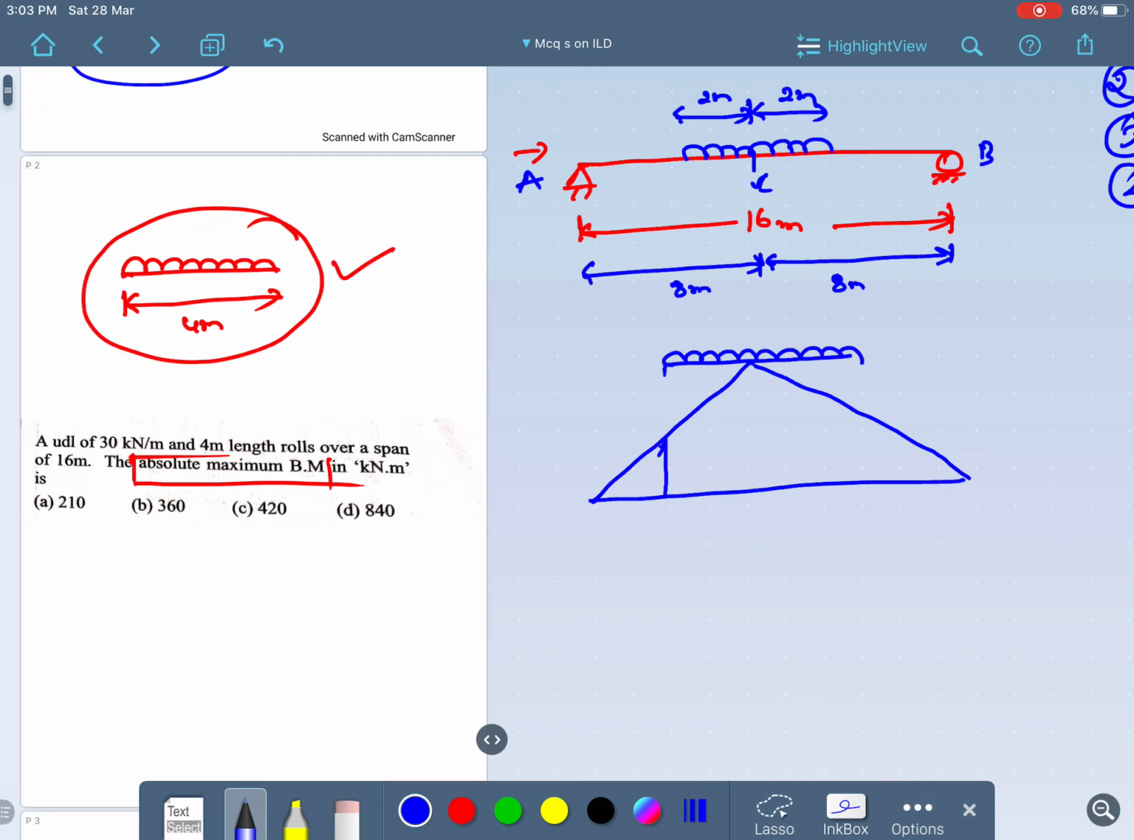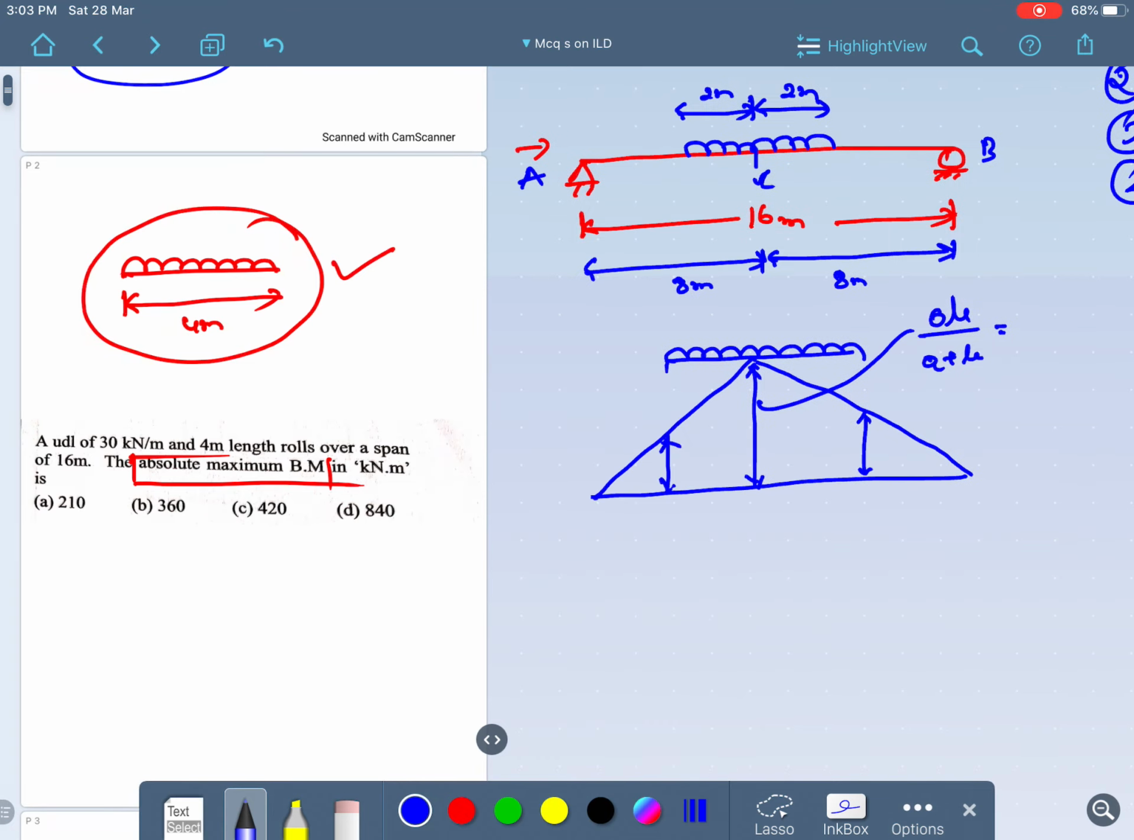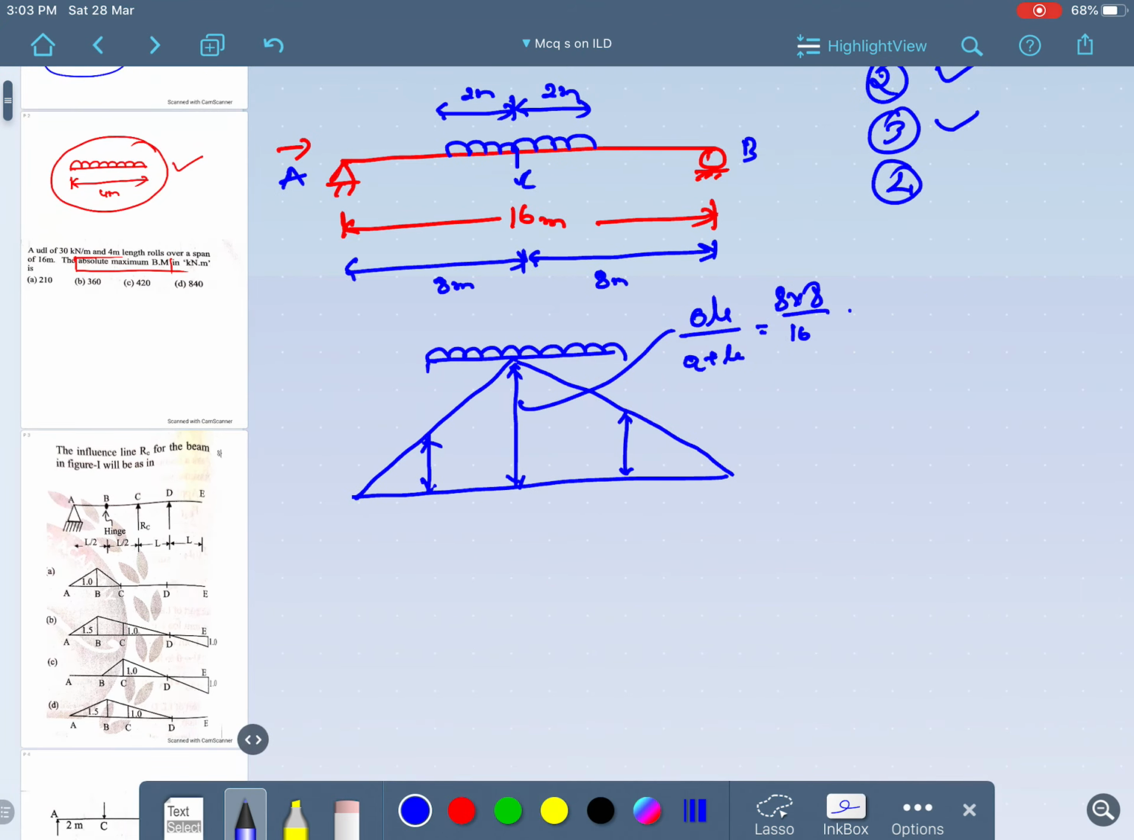So corresponding to this I want an ordinate, corresponding to this again I need an ordinate, and this ordinate will be AB divided by A plus B, which is nothing but 8 into 8 divided by 16. Is it fine? 8 into 8 divided by 16. This value comes to be 4 units or 4 meters. If you make use of the similar triangle concept, this comes to be 3 meters and this comes to be 3 meters.